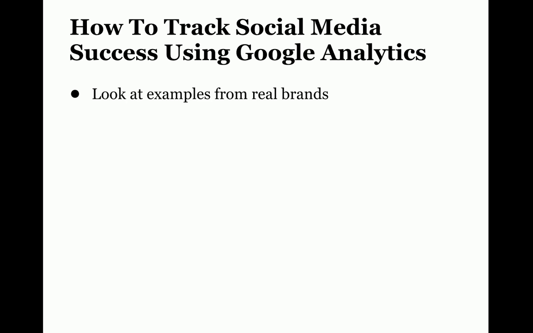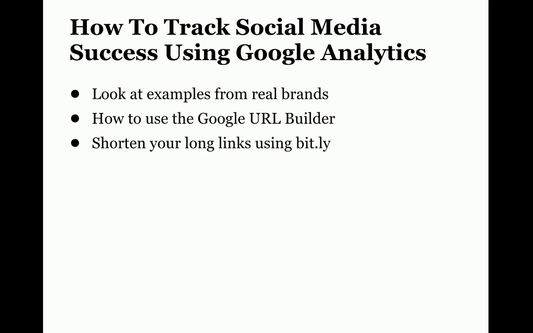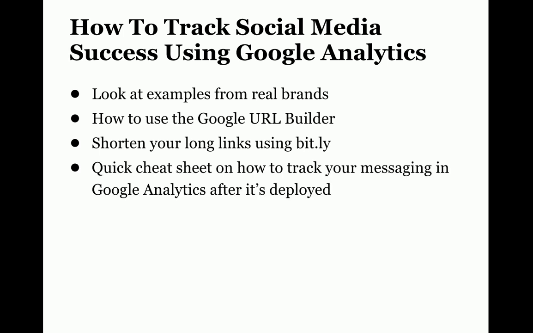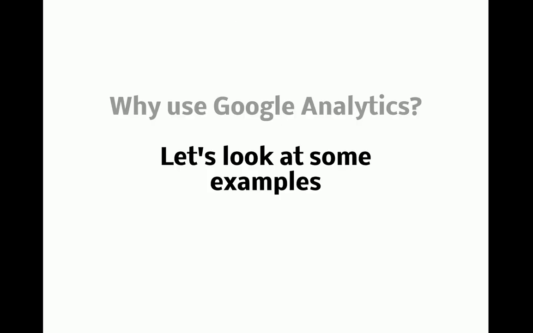Well, we're going to look at examples from real brands first. Then we're going to learn how to use the Google URL Builder. Then we're going to see how to shorten our long links using Bitly really quickly, and you guys have seen this in previous videos. Next, I'm going to give you a quick cheat sheet on how to track your messaging in Google Analytics after it's deployed. Just very, very simple stuff. We're not going to get overly advanced. We can do that in future videos, but today is just a jump start.